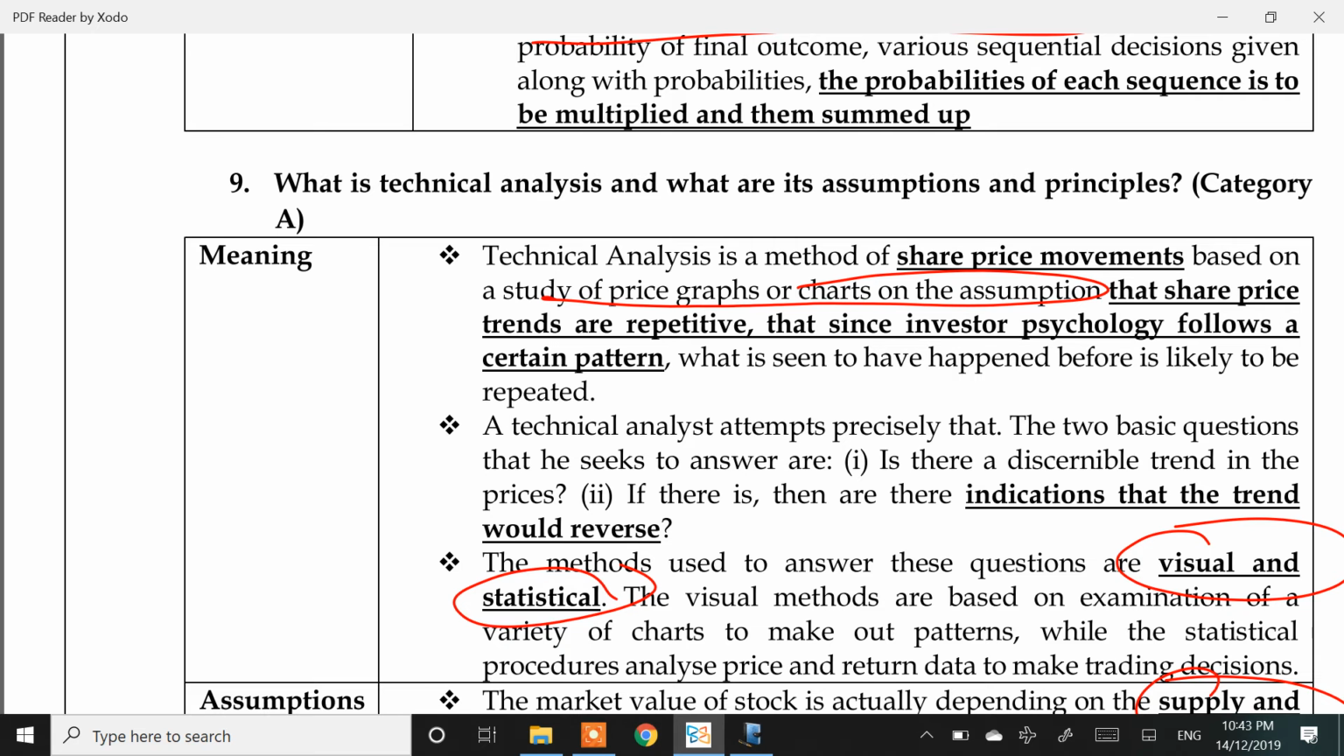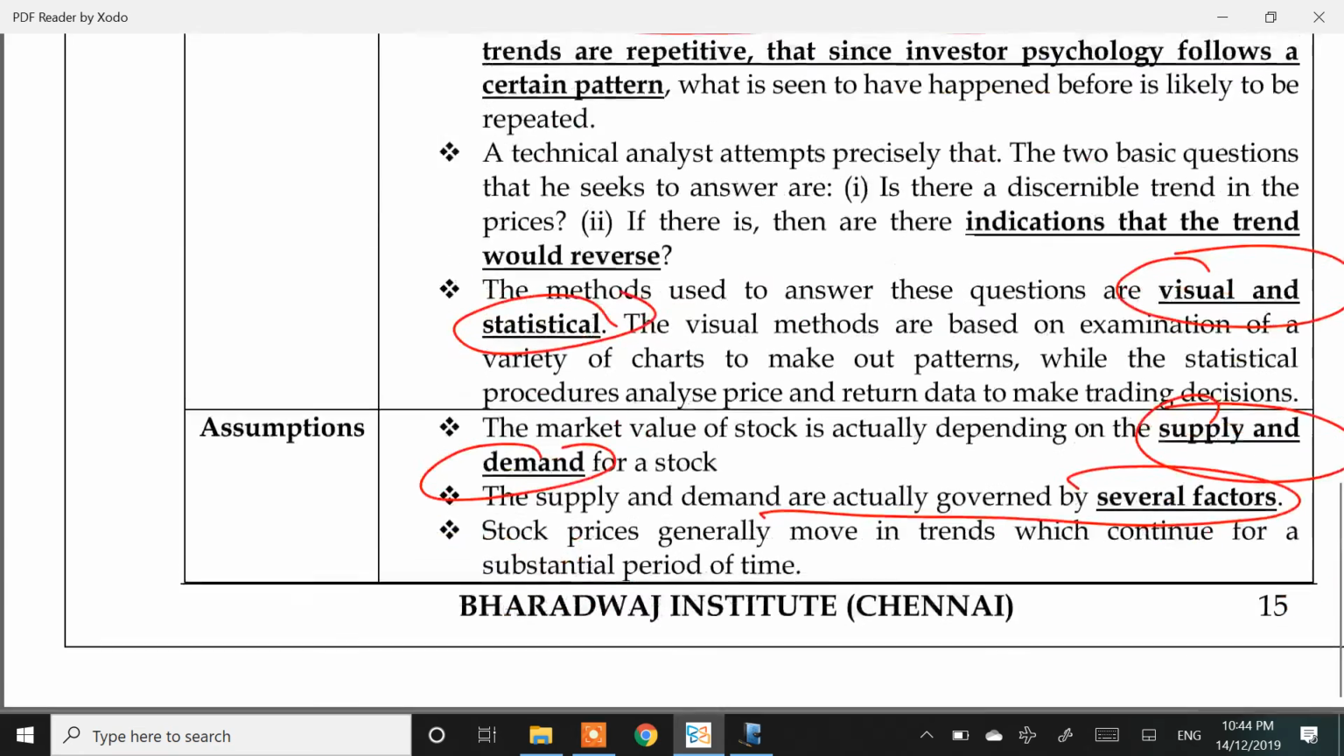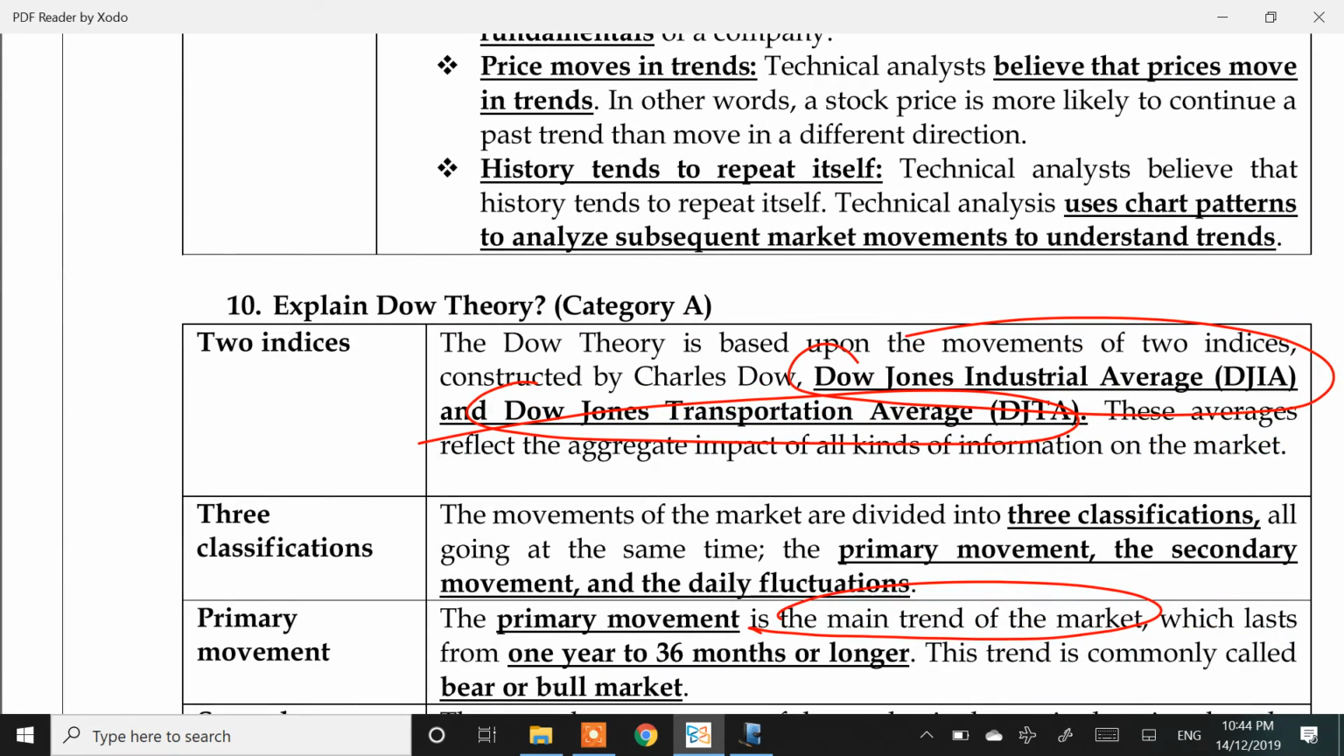Three important principles of technical analysis: one, the market is going to discount everything; the second, price moves in trends; and third, history is going to repeat itself. Then we saw Dow theory, where we have two averages, the Dow Jones Industrial Average and the Dow Jones Transportation Average. We have three ways of classification: primary movement, secondary movement and daily fluctuations. I can use these averages to find a bull or a bear market. If the successive ups and downs are higher than the earlier ups and downs, it's a bull market. Similarly, if they are lower, it's a bear market.